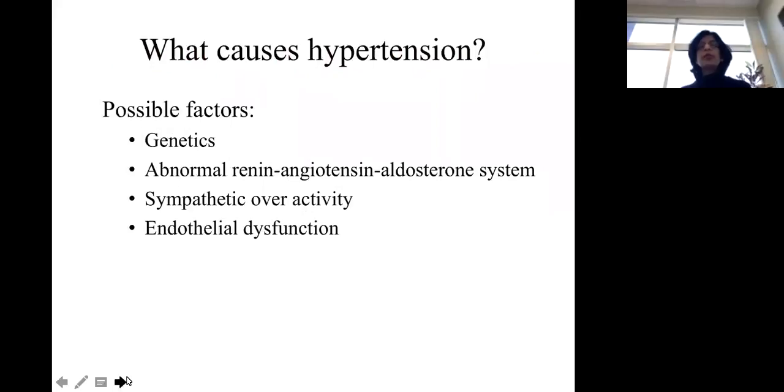Now, let's move on to the continuation of how we develop hypertension. What are some known causes of hypertension? As always, genetics does play a role, directly or indirectly, it could be the culprit. And then the renin-angiotensin-aldosterone system. Let's review the renin-angiotensin-aldosterone system briefly again.